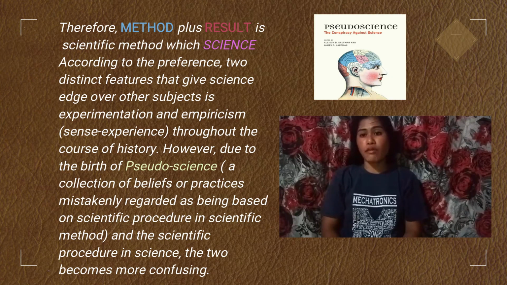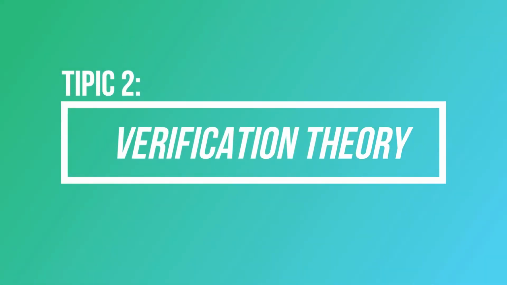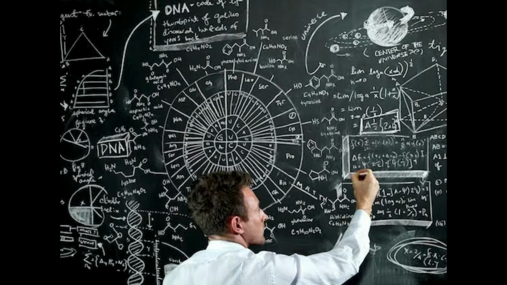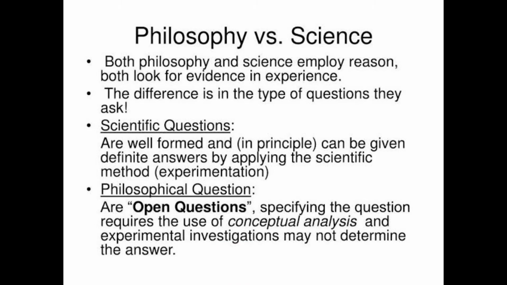However, due to the birth of pseudoscience, or a collection of beliefs or practices mistakenly regarded as being based on scientific method, the line between the two becomes more confusing. The earliest criterion that distinguished philosophy and science is verification theory. The idea proposes a discipline is science if it can be performed or interpreted in the event of an alternative hypothesis being accepted. Philosophy versus science.